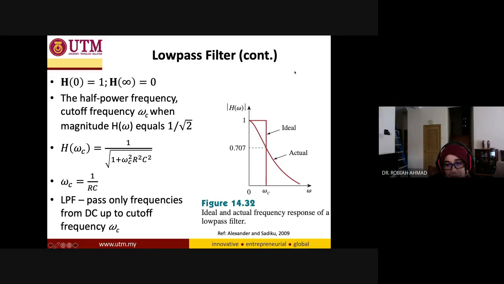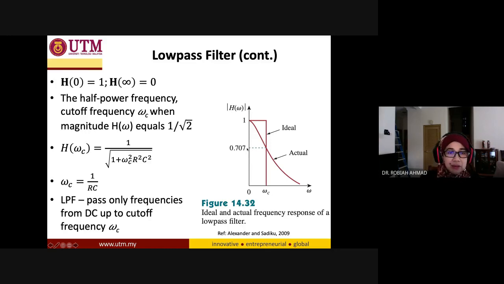Okay, so this is what I mean by ideal. If you look here, ideal is fine, looks neat, but in actual there will be some reduction here. That's why we need the cutoff frequency at 70.7%, or in dB it is actually minus 3 dB.